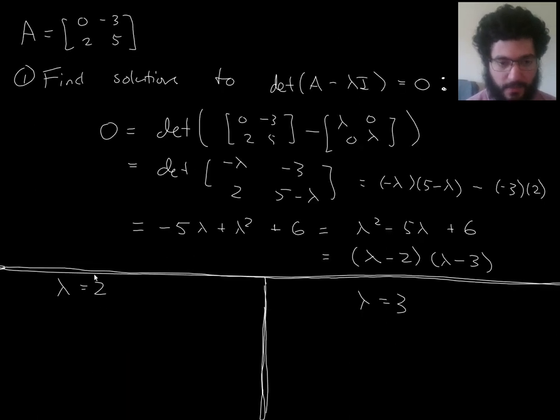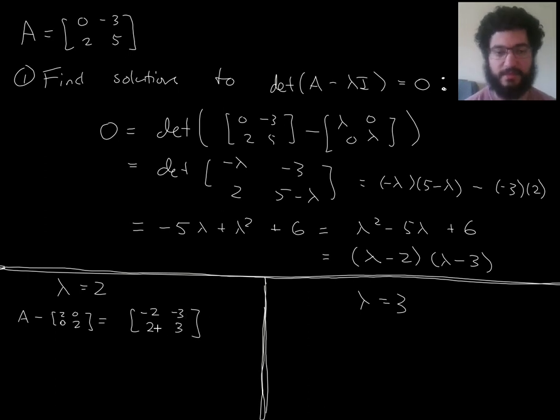So what are the eigenvectors for eigenvalue 2? Well, they're the vectors that are in the null space of A minus 2 times the identity, right? So 2, 0, 0, 2. So what I want is the null space of this. Those would be the eigenvectors. So what is this matrix? Let's see, 0, minus 3, 2, 5. Then I just want to subtract 2 from the diagonal. So negative 2, minus 3, 2, and then 5 minus 2 is 3. So it's this. What I want is the null space of this.